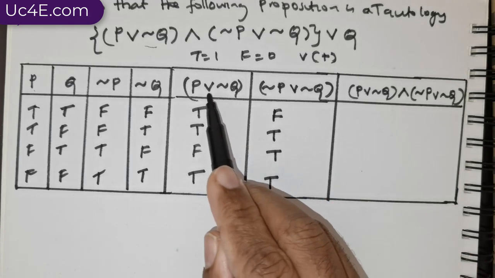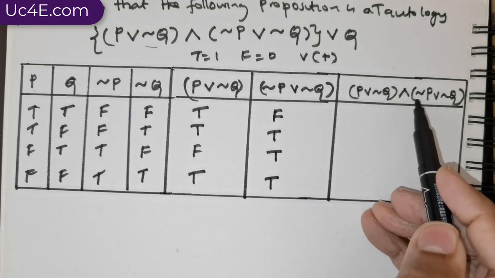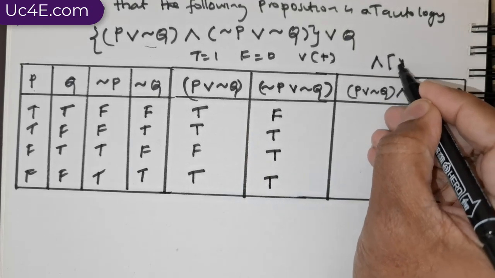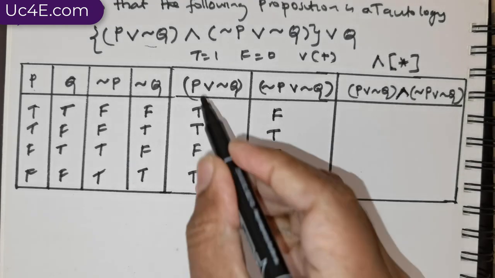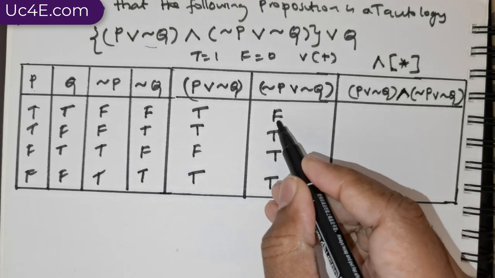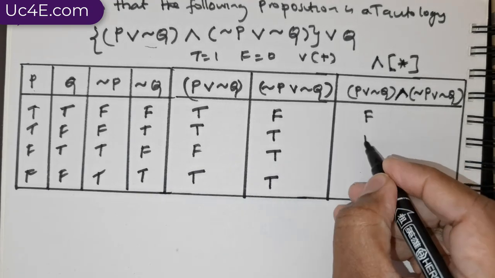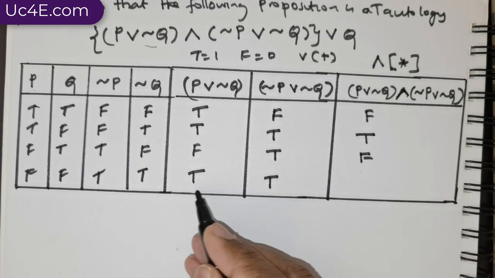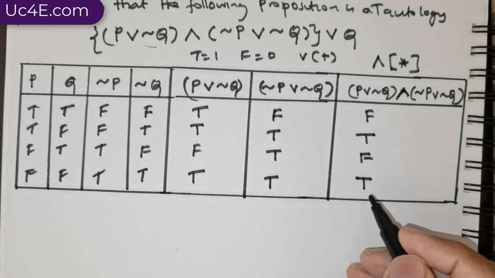Now we have to perform an operation between this and this. It's not disjunction, it's conjunction. So we have to perform conjunction, that's going to be a product operation. Taking the value for T as 1 and F as 0, 1 multiplied with 0 will give us 0. 1 multiplied with 1 is 1. 0 multiplied with 1 will give you 0. 1 multiplied with 1 will give you 1. So this is what we have got.